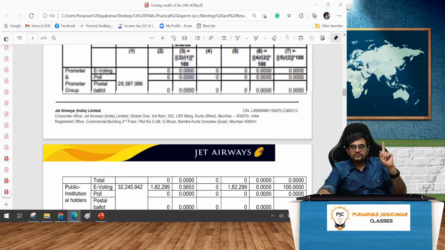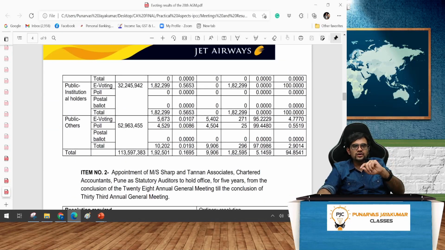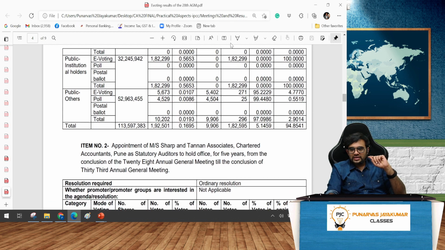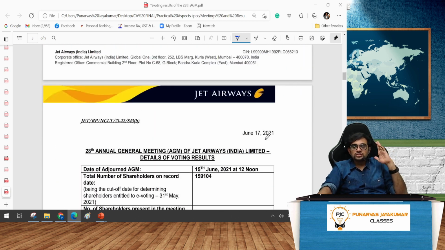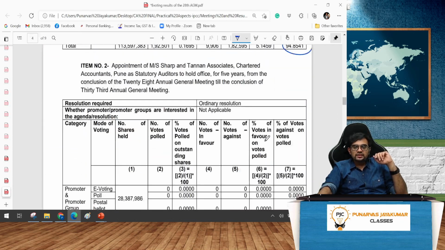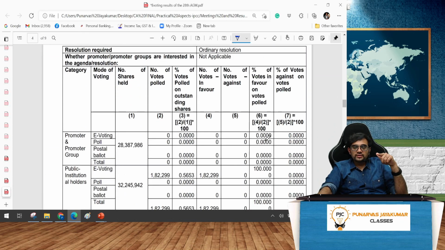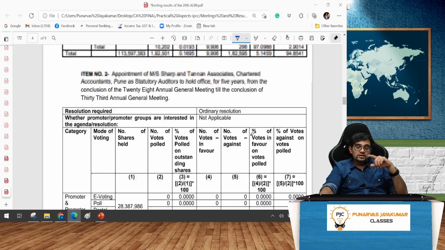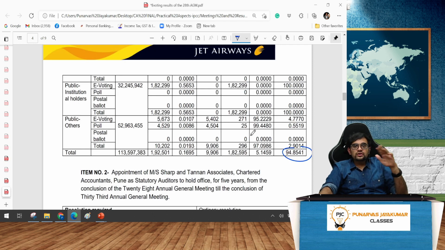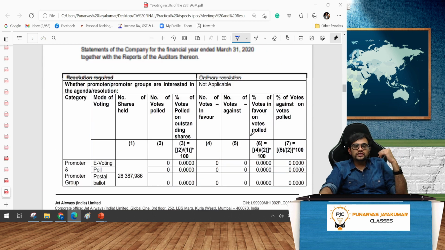So if you see here, my dear friends, Jet Airways did not play around. They immediately declared the results. See, 94%. I have shown this in class. 94% have voted against adoption. This was the first example of non-adoption of accounts, June 17, 2021. Whereas appointment of auditors as such, they have said, okay, no problem, I approve. But the accounts itself, I am not going to adopt because there are a lot of frauds going on. I did not get a true and fair view of the books of accounts.